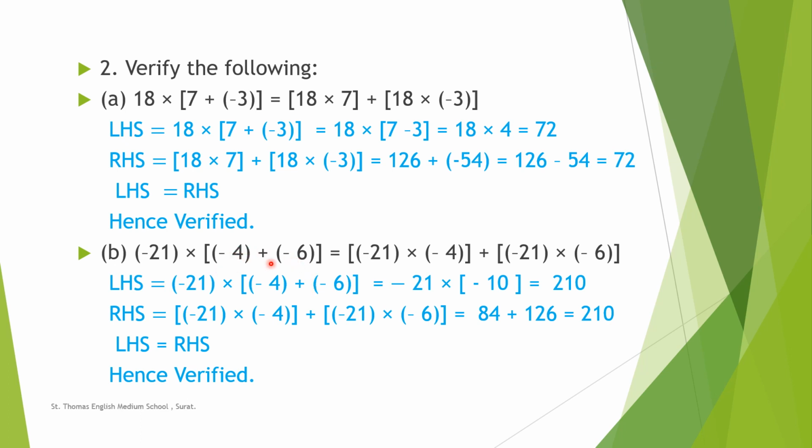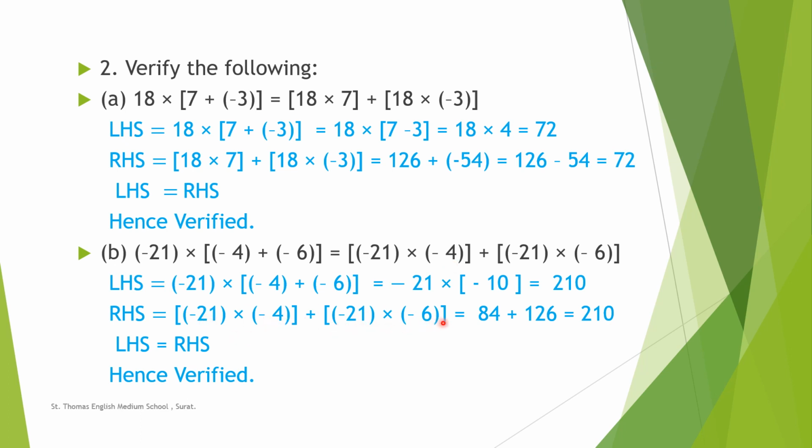Now both are negative integers, we can add. So minus 4 plus minus 6, that is minus 10. Minus into minus, that is plus, 21 into 10, that is 210. It's clear? Now RHS. Minus 21 multiplied by minus 4 plus minus 21 multiplied by minus 6.